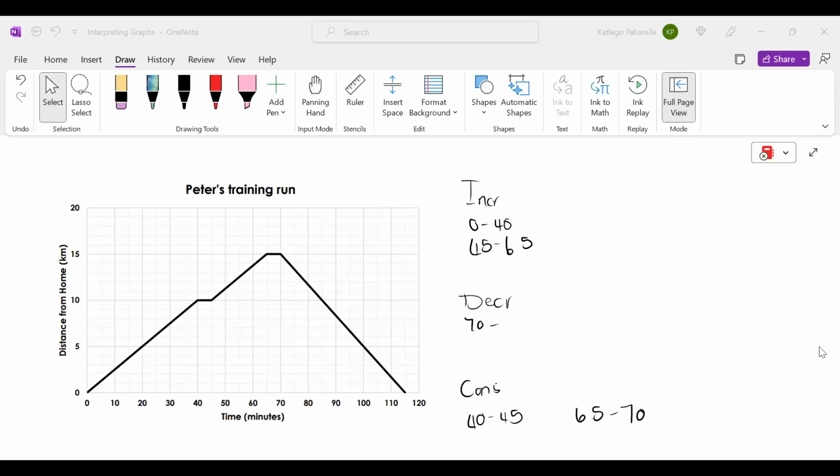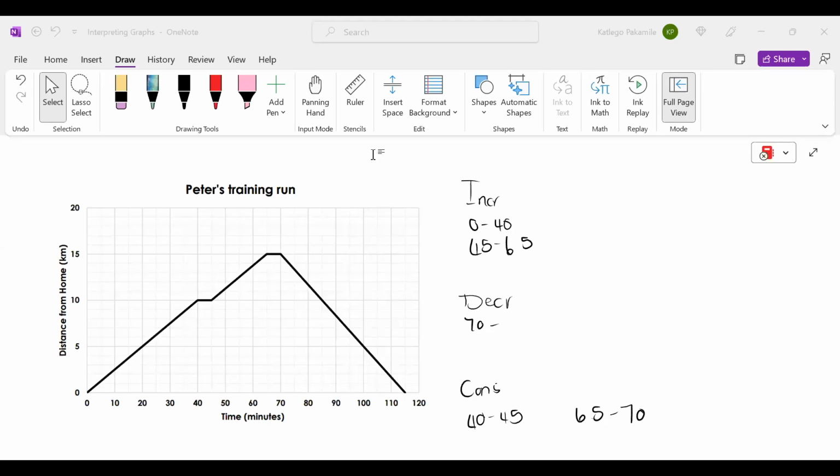Okay, guys, do we understand these graphs? Yes, Tato. Okay, if the graph is decreasing, it means he's getting closer to home. That means he's running back home. So from 70 minutes on, he was running back towards his house. But from 0 minutes to 40 minutes, he was running further away from home. When the graph is straight, that means the distance is not changing. So he stopped running. So if you ever get such graphs, at least you will know how to interpret.